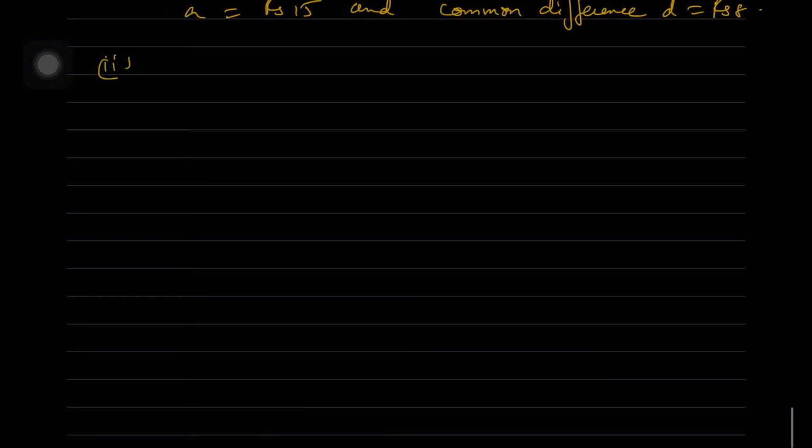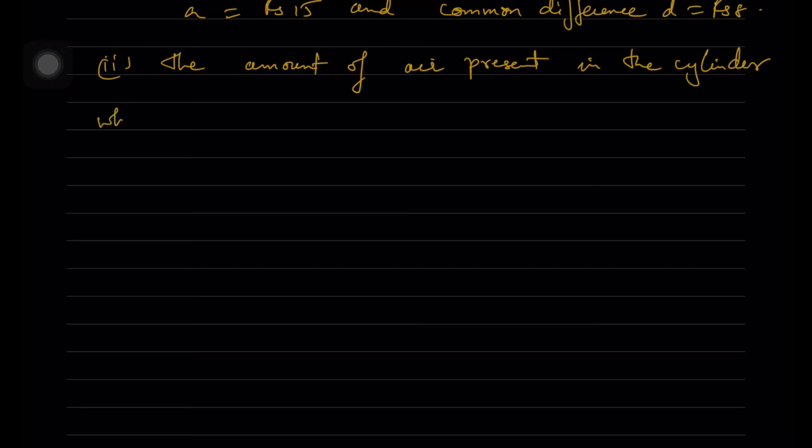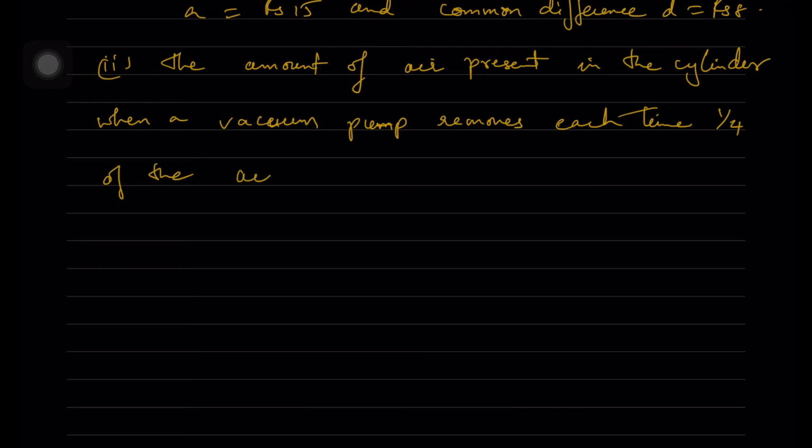Now what's the second one? We'll see. Second one is the amount of air present in the cylinder when a vacuum pump removes each time 1/4 of the air remaining in the cylinder.